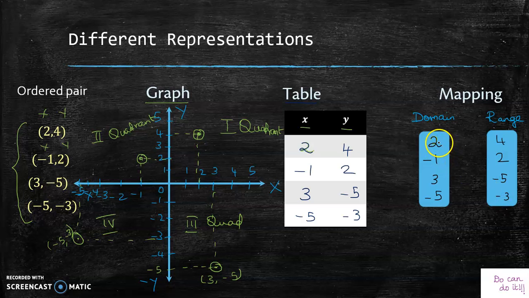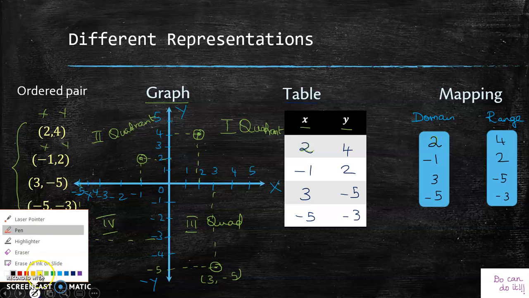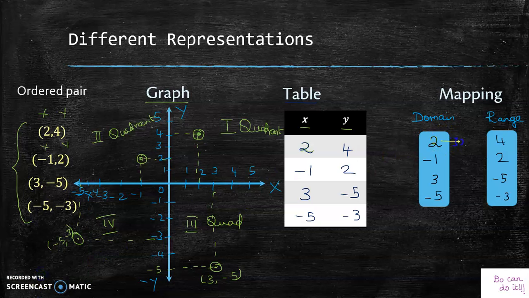2 is related to 4, right? So in the mapping procedure, what we have to do is draw an arrow like this. 2 is related to 4, negative 1 is related to 2, 3 is related to negative 5, negative 5 is related to 3. This is the process of mapping. In all the methods, mapping is quite important and it may be useful for the further concepts which you will be learning, domain and range.